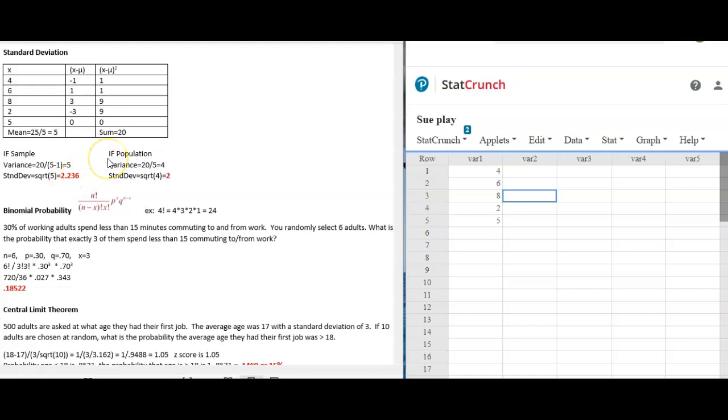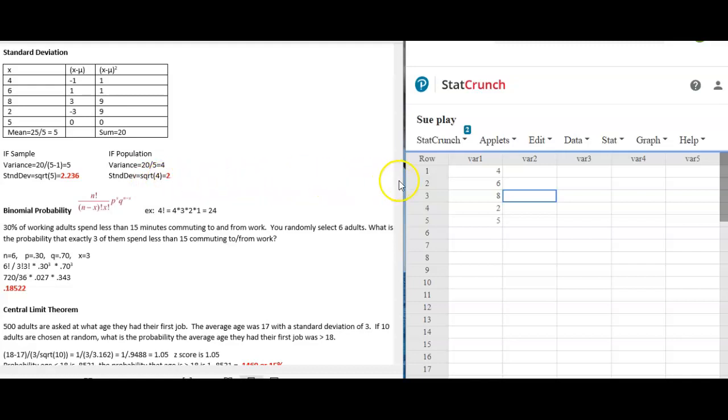If, on the other hand, this is a population, we do not subtract 1 from the sample size. So our variance is just 20 divided by the sample size, which is 5, gives us 4. And the standard deviation is the square root of 4, which is 2.